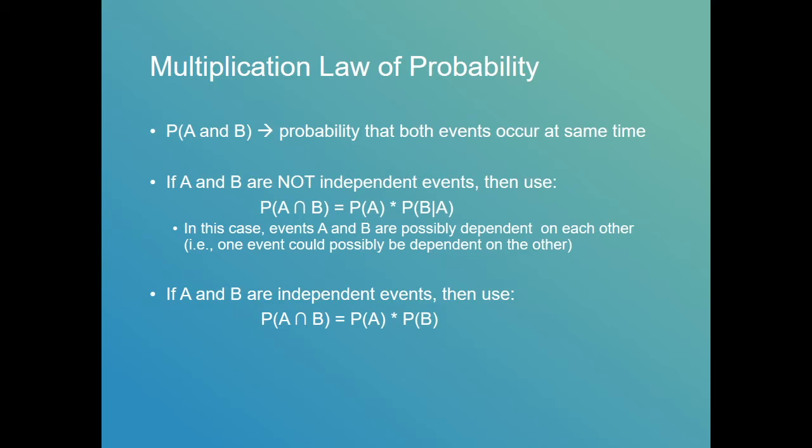with A. It's hard to describe how this looks, but in this case, the events A and B are possibly dependent on each other. One event could be dependent on another. But if A and B are independent events, again, they cannot happen at the same time, then we would want to use this second formula where we would just simply multiply the probability of A happening times the probability of B happening.